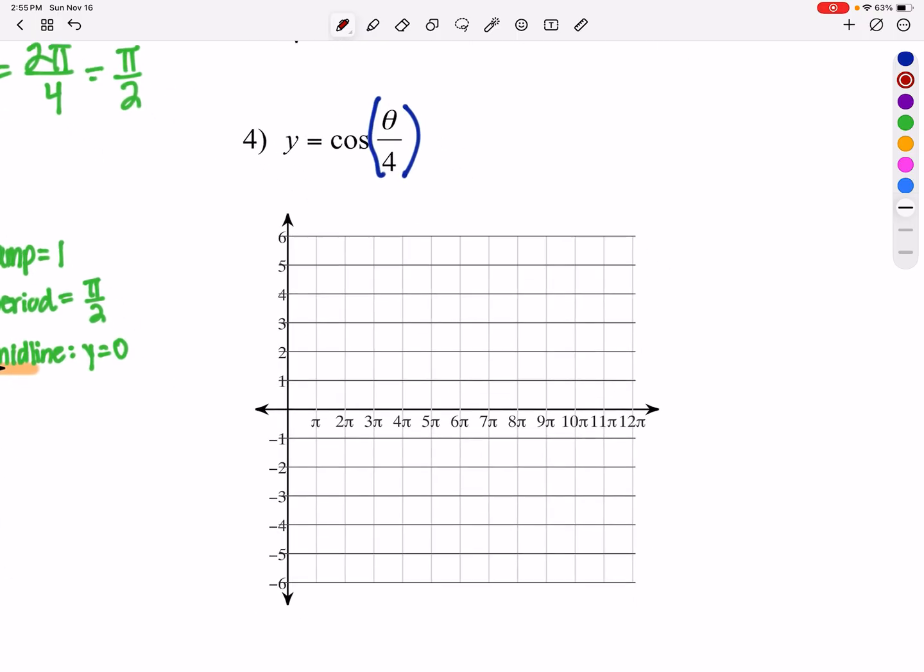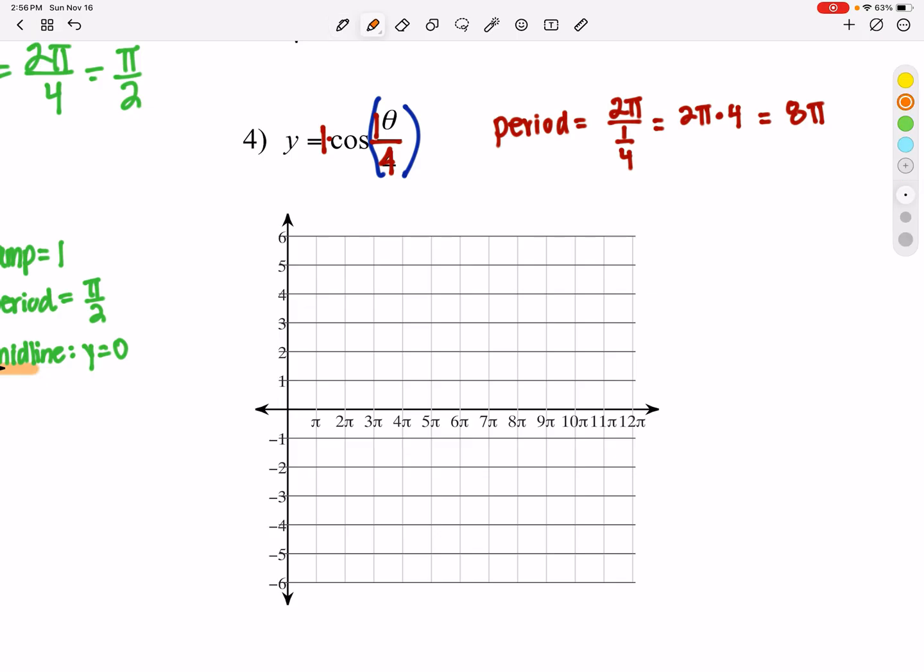Okay, we have an amplitude of 1. We have a b value of 1/4. So the period is going to equal 2 pi divided by that 1/4. Dividing by 1/4 is the same thing as multiplying by 4. So 2 pi times 4 is 8 pi. That is very much stretched from the norm.